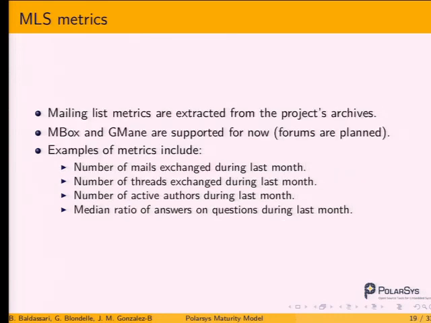As for the mailing list, Grimoire will take as input mbox files. So we need the mboxes for the mailing list of the project, or also Gmail. Examples of metrics that we gather from there are the number of mails exchanged, the number of threads (one thread can have one or several mails), the number of active authors in a given period of time, and the median ratio of answers to questions. So if I ask a question, globally how many answers will I get for my question.